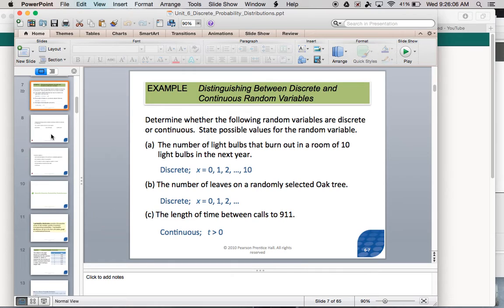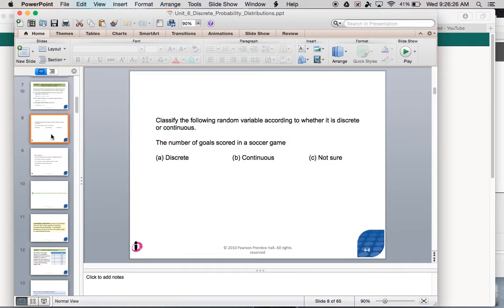Well, it's very hard to measure time. Is it 2.1 seconds? Is it 2.11 seconds? Is it 2.112 seconds? Depending on the stopwatch, maybe every stopwatch could be programmed just slightly different. There's no two that are exactly the same, believe it or not. And that would be continuous. The number of goals in a soccer game. Well, that's discrete. You can clearly count the number of times the ball crossed the goal.